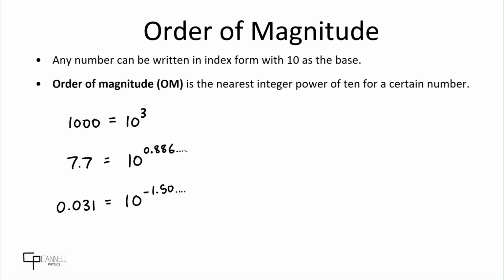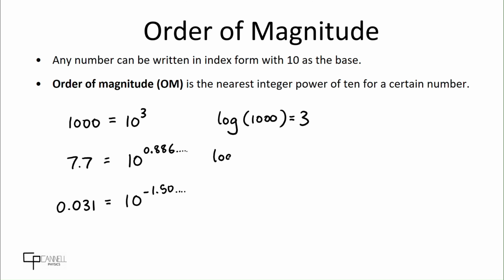So how did I know these powers? Well, there is a button in your calculator which is log. It is written like log. So this is short for logarithm. And to find the power that a number can be expressed as with the base 10, you simply take the log of that number. So the log of 1000 is equal to 3.